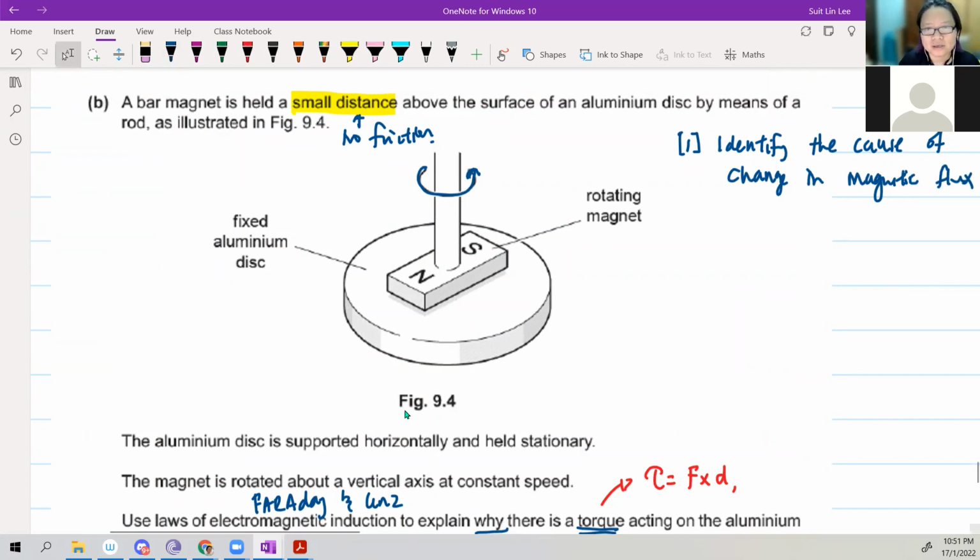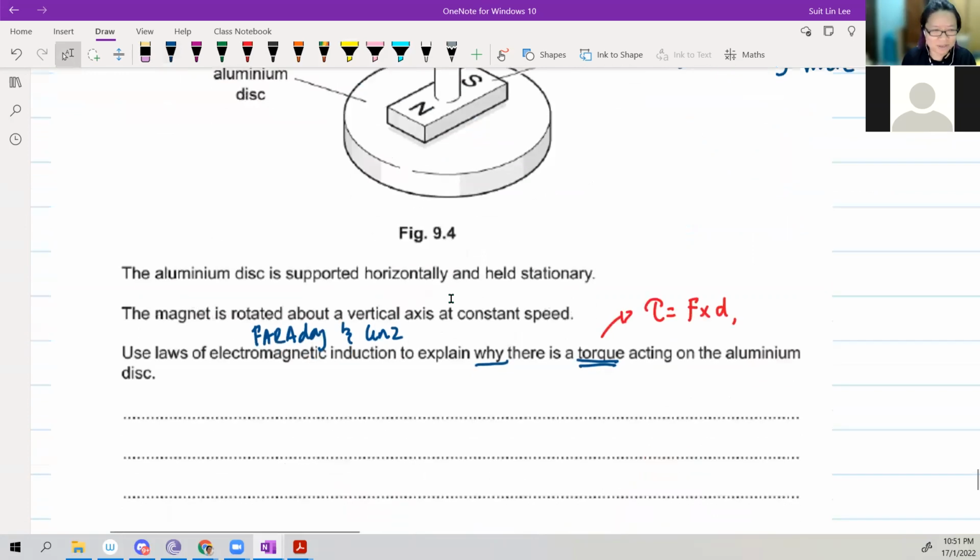Second one, identify where there is a change in flux. So as the magnet rotates, there is a change in flux in the aluminium disc. It'll be very obvious, because there are only 2 things here: the magnet and the aluminium disc. Why should I care about the aluminium disc? Because I want to know why there is a torque acting on the aluminium disc. Okay, so that's the first part.